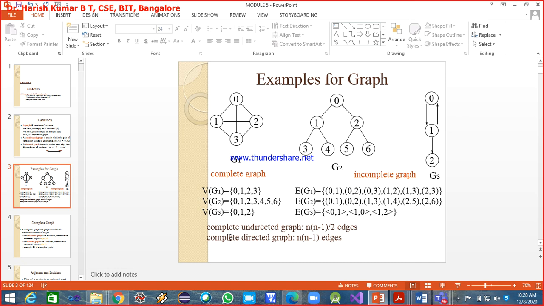Similarly, a complete directed graph will have how many edges? n into n minus 1 edges. We don't have a complete directed graph in this example. What we have is a complete undirected graph: G1 is a complete but undirected graph, G2 is an incomplete graph, and G3 is again an incomplete graph. If I take a complete directed graph instead of a complete undirected graph, how many edges will it have? n into n minus 1 edges.